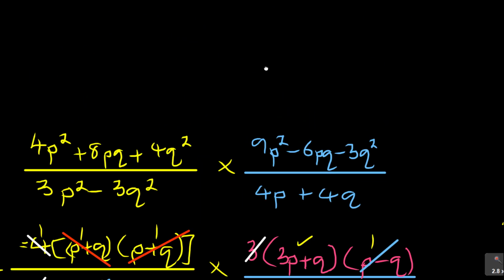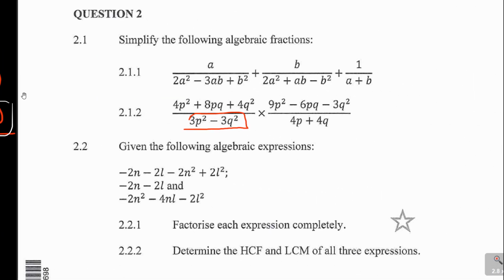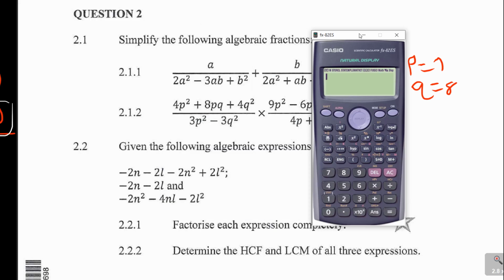Let's go to the original. Maybe you say he's using the wrong original. Let's use the actual one from the question here. Remember, P is 7, Q is 8. So anywhere there is P and where there is Q, I need to use that. So let's go.